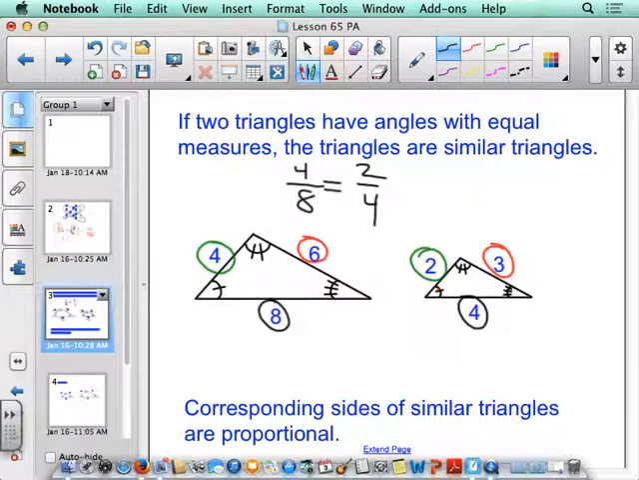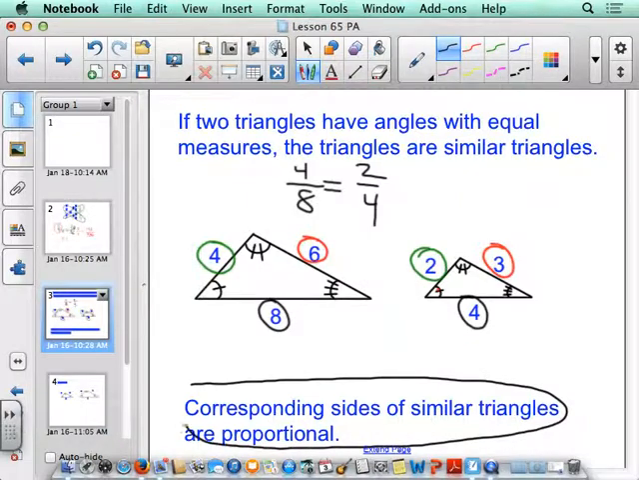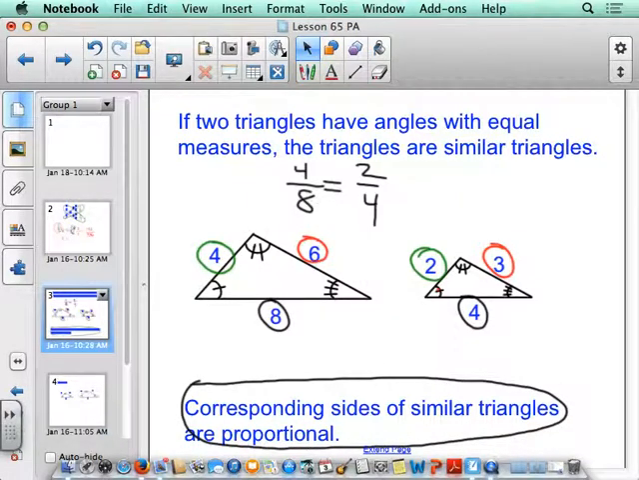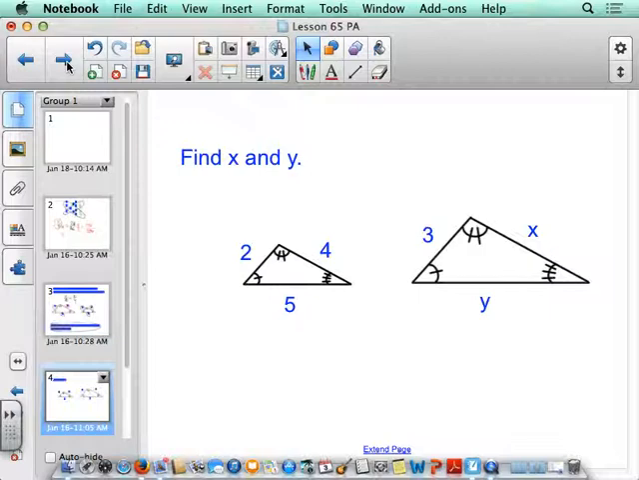What's 4/8 and 2/4 supposed to reduce down to? One half. Okay, they equal each other. Their proportions equal each other. And the same thing with 6/8 and 3/4. You could go all the way around and write them different ways, and it's still going to work out right as long as you get the corresponding sides matched up. So corresponding sides of similar triangles are proportional. We're going to use that to solve for missing parts on similar figures.